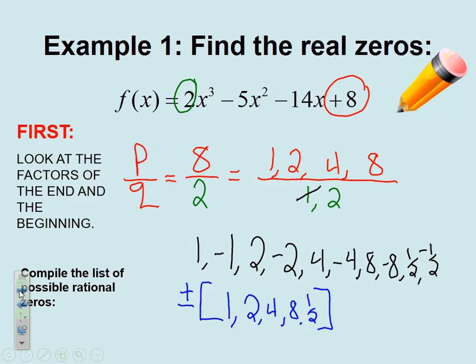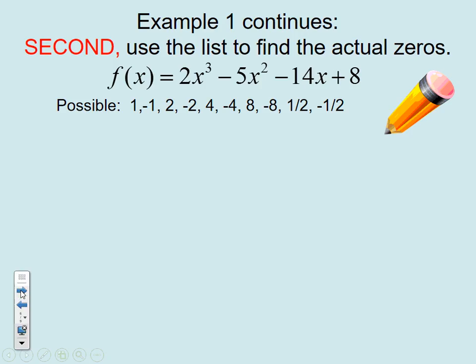Now, once we get these, you guys, it's a guessing game. We're going to use synthetic substitution to see which one will work. So here's my possible list. It's still up there. We're going to work on the same example as we were doing before. Now I have to use synthetic substitution.